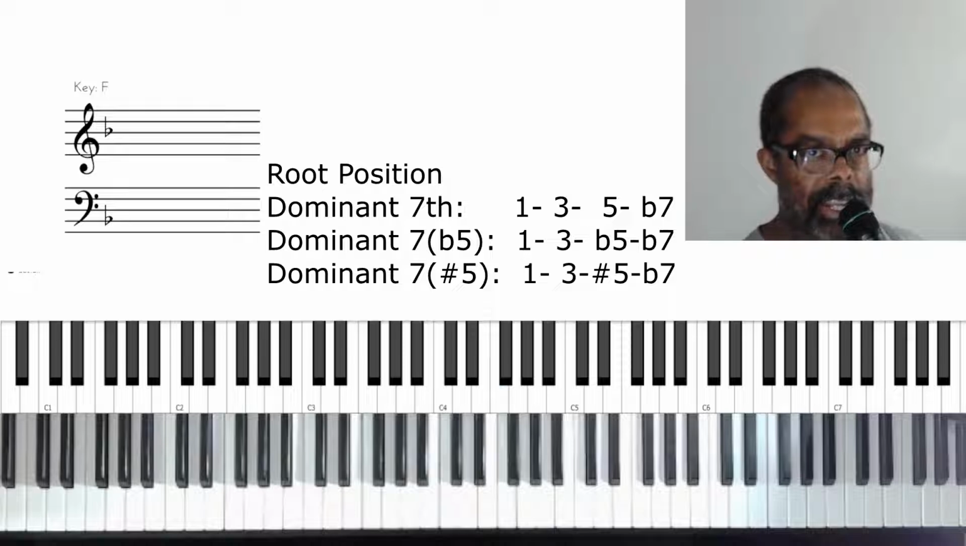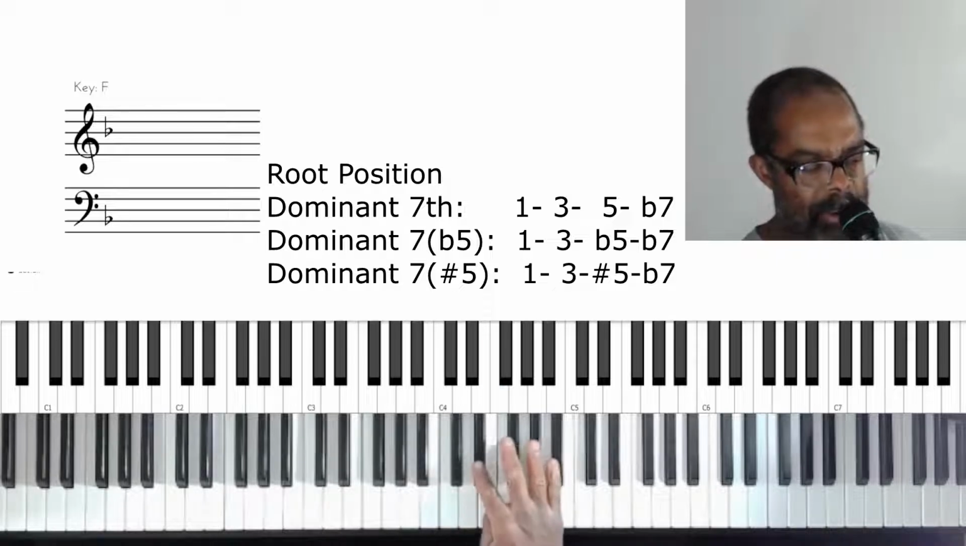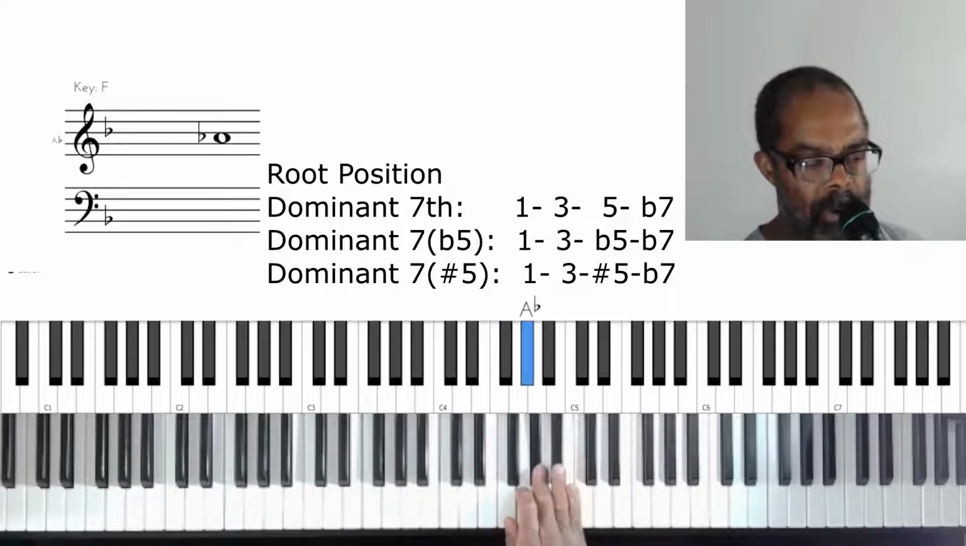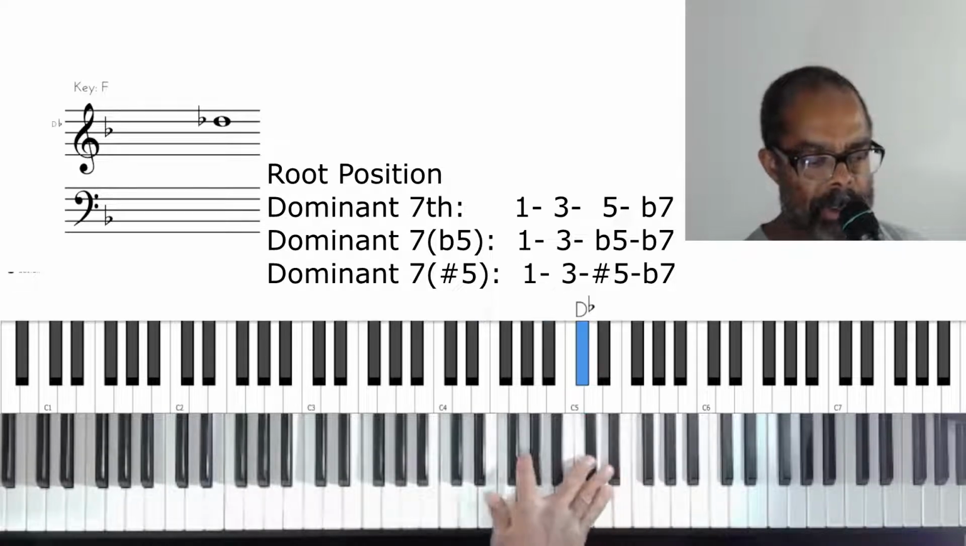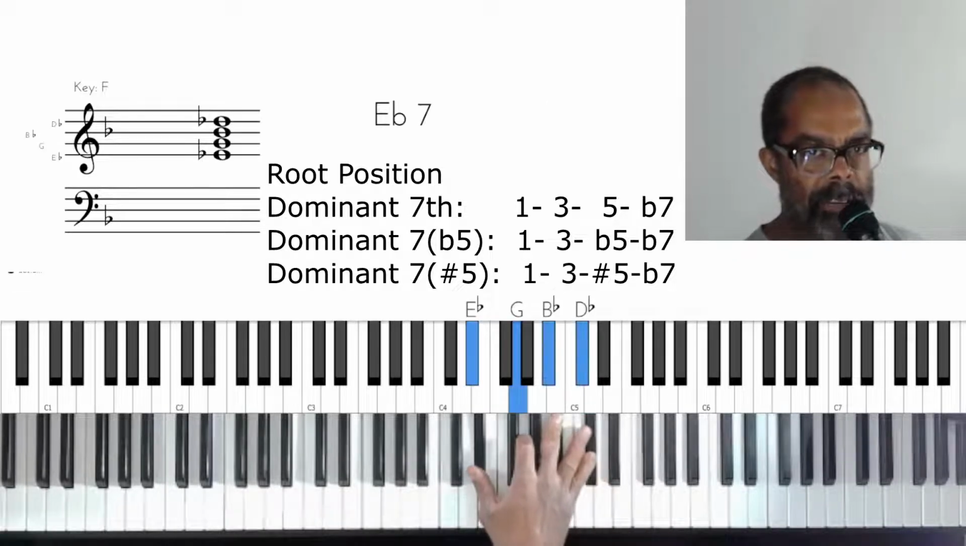Next, key of E flat. Play our scale, 1, 2, 3, 4, 5, 6, 7. We're going to flat the 7. So 1, 3, 5, flat 7.